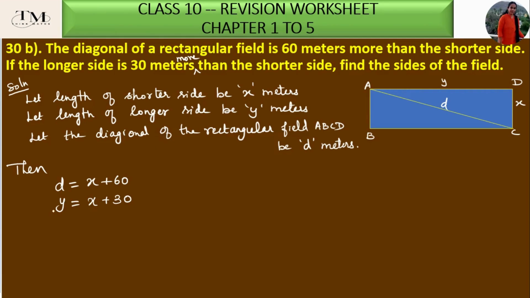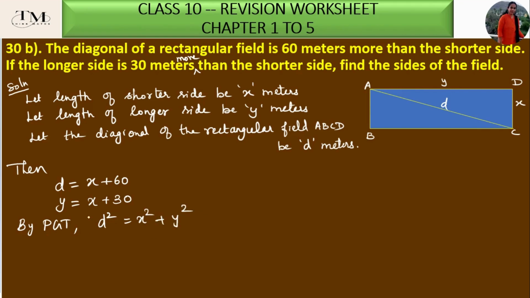Okay, children, so now we got two equations. What can we do with these two equations? Here it is a right angle triangle. In a right angle triangle, by Pythagoras theorem, diagonal square. Who is the diagonal? This AC, which is d. So diagonal square will be equal to shorter side square plus longer side square, that is x square plus y square.